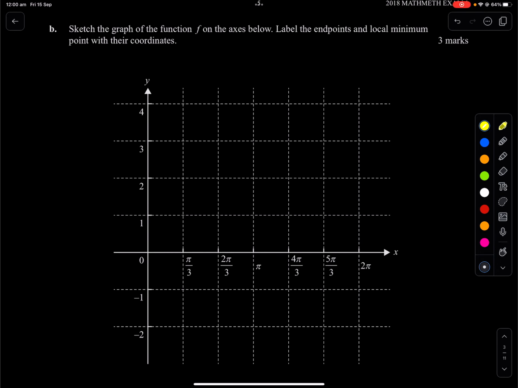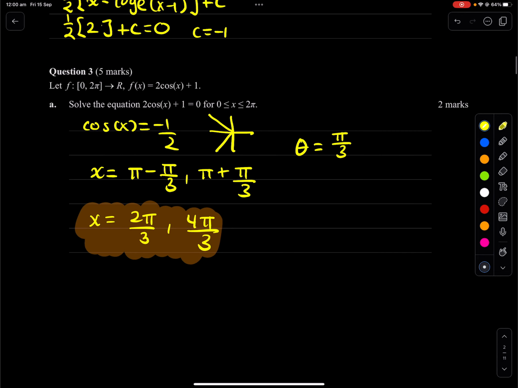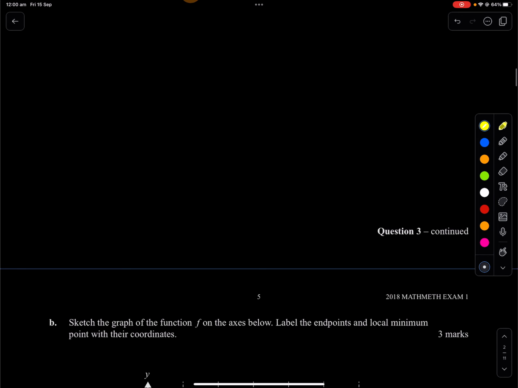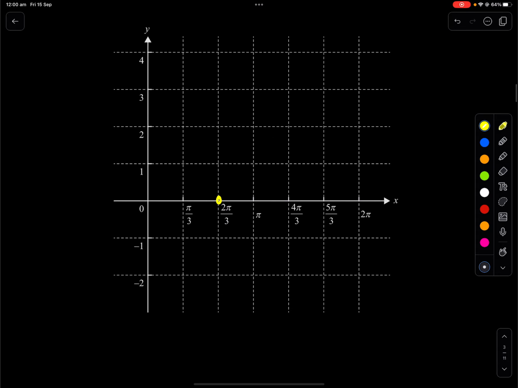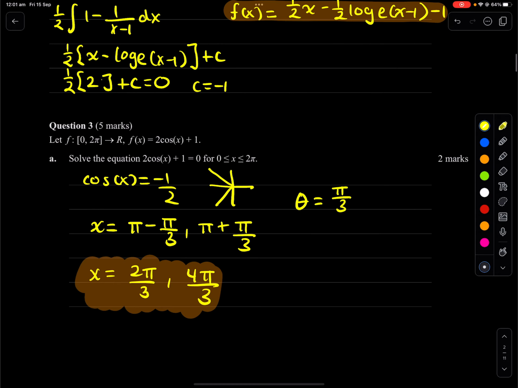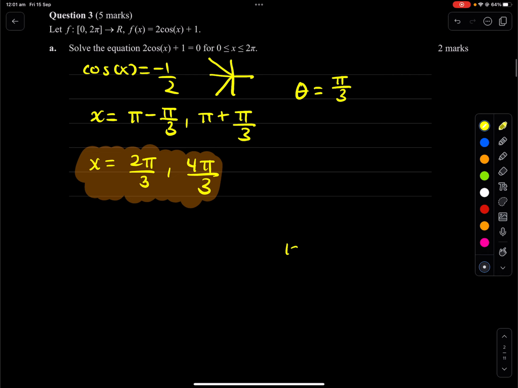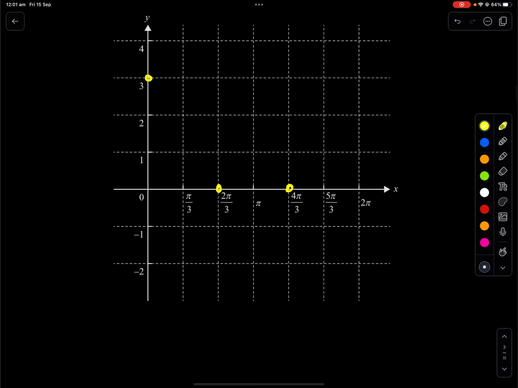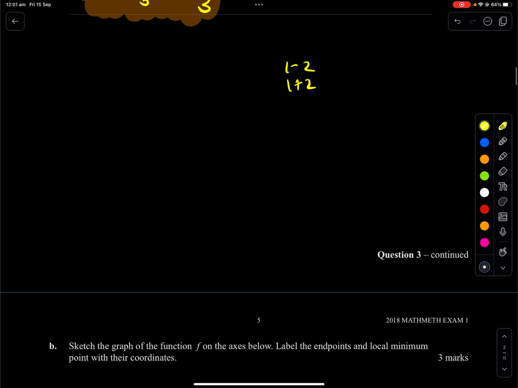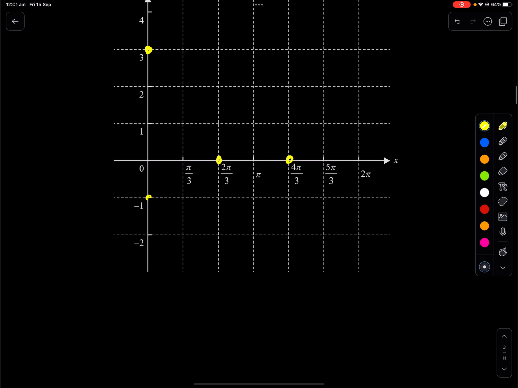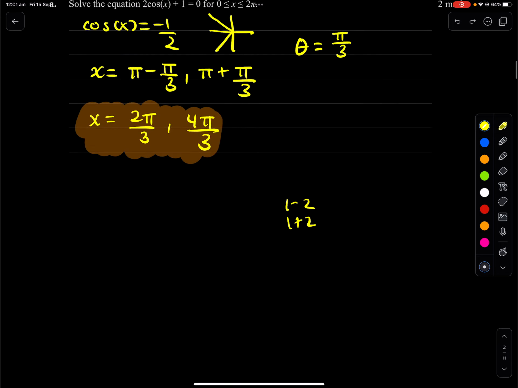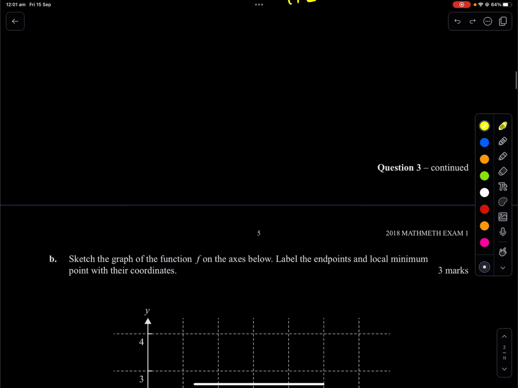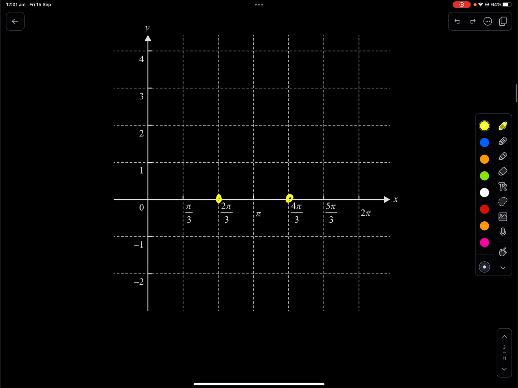Sketch the graph of the function f on the axis, label the endpoints and local minimum point. Okay, so that. Well, we have the x, so 2 pi on 3 and 4 pi on 3, so it's here, here, and what's the range? So it's 1 minus 2, 1 plus 2. So it'll be at 3. And 1 minus 2, which is negative 1. So right over here. What am I doing? Okay, wait. So 1 minus 2 is negative 1. Is over here.